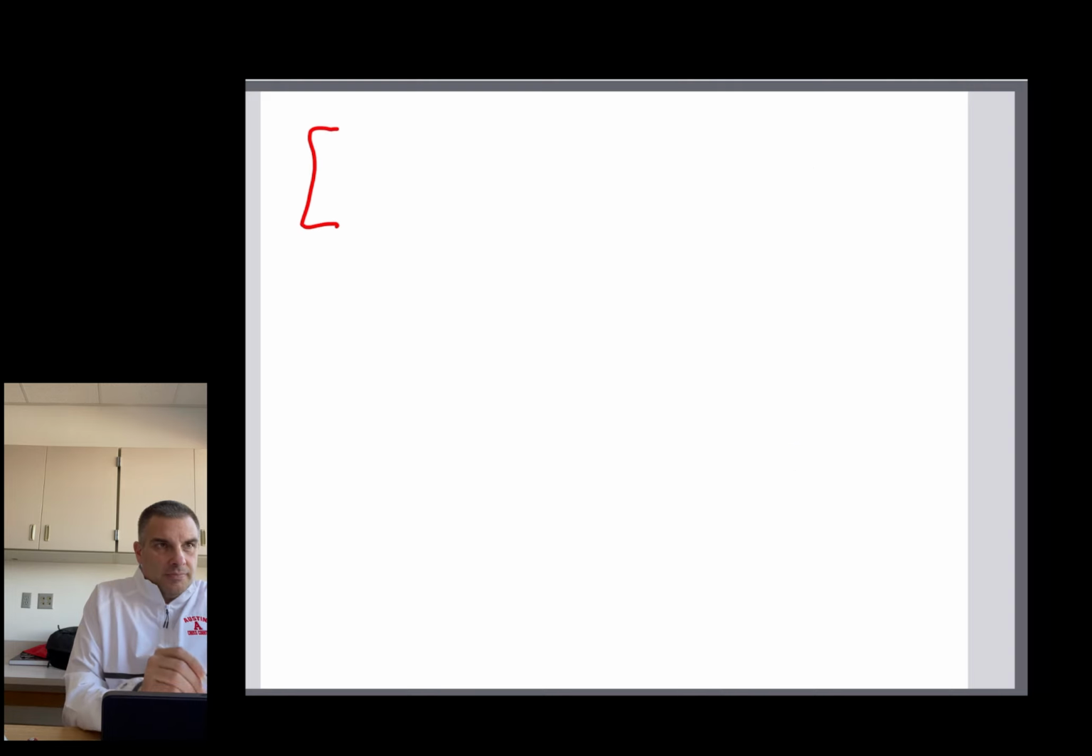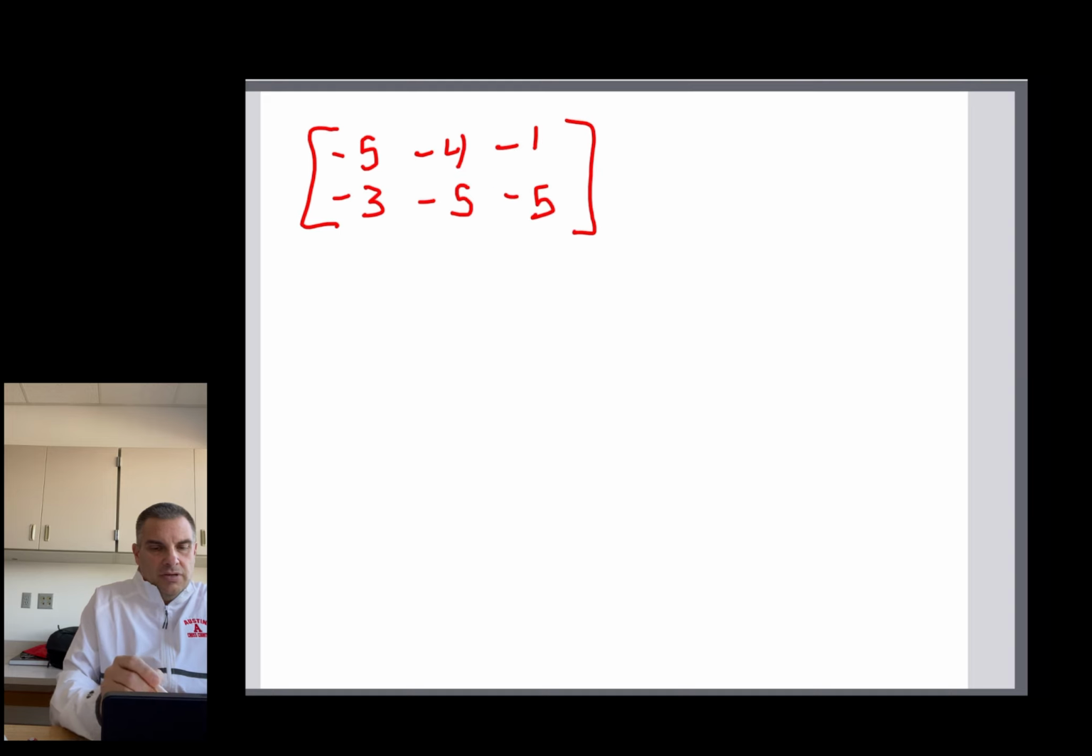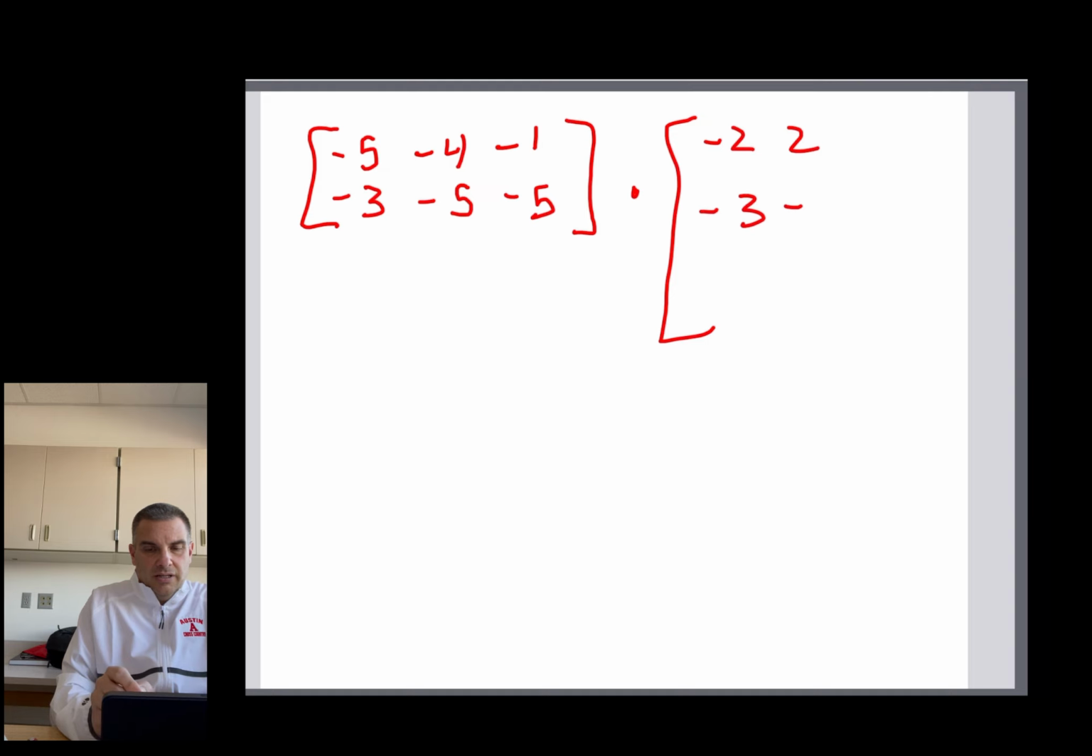First matrix, -5, -3, -4, -5, lots of negatives, -1, and -5 again. Second matrix, going to multiply them together. It's -2, 2, -3, -5, 3, and -6.